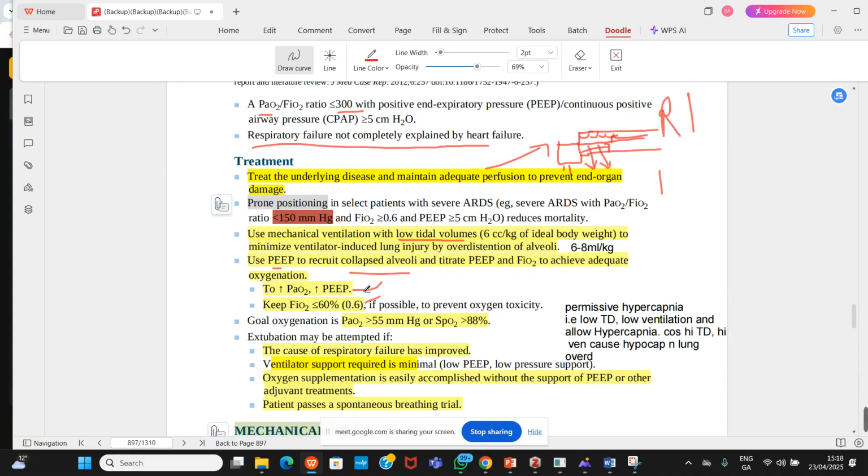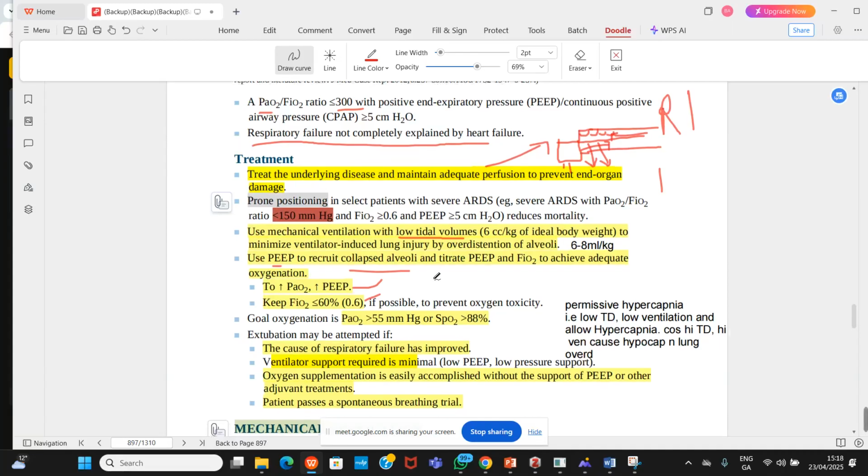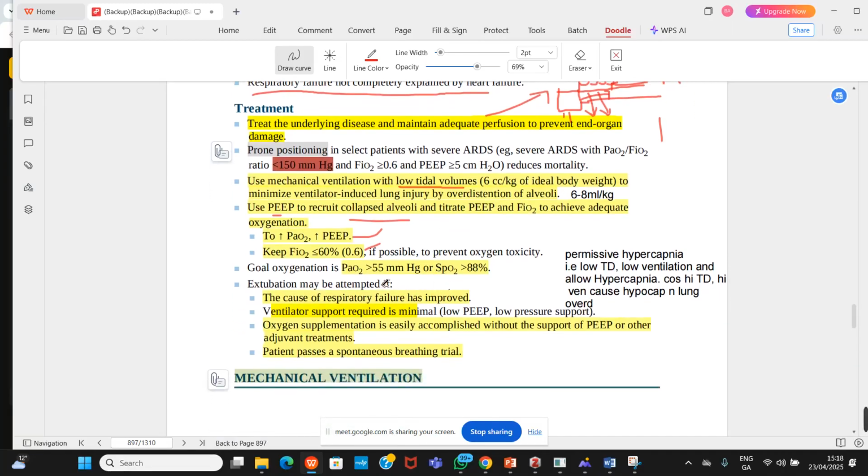Now you look at the question. Is FiO2 already adjusted to maximum? Yes. Stop. Don't touch FiO2 again. Just go and touch the PEEP. You can increase it to 5 millimeter mercury or more than 5. Your goal of oxygenation is to keep your PO2 more than 55.